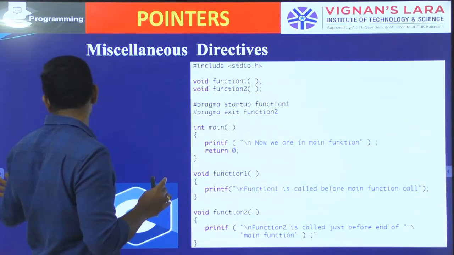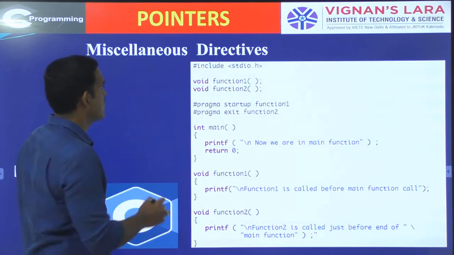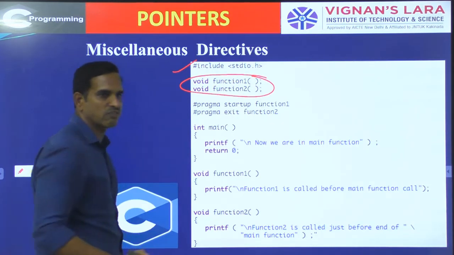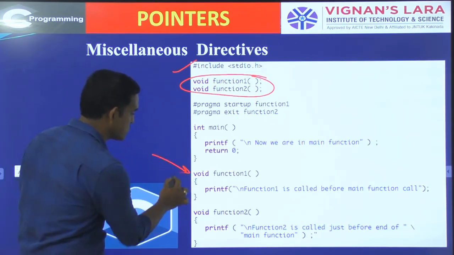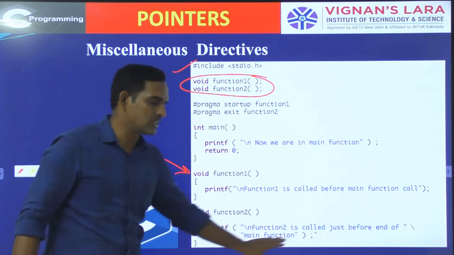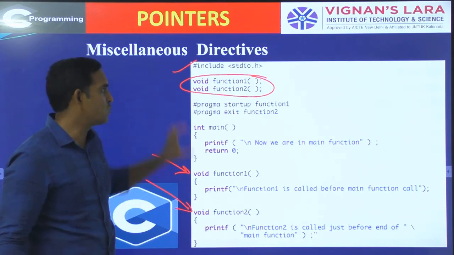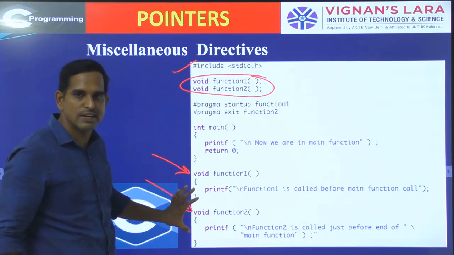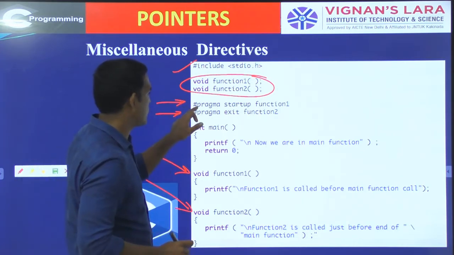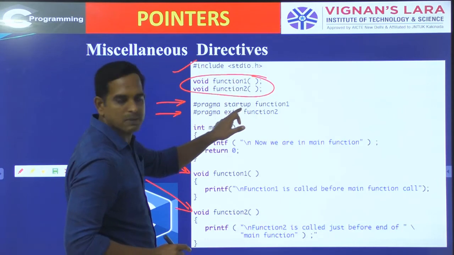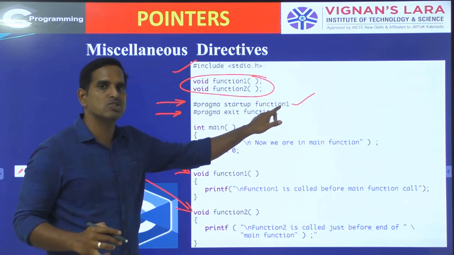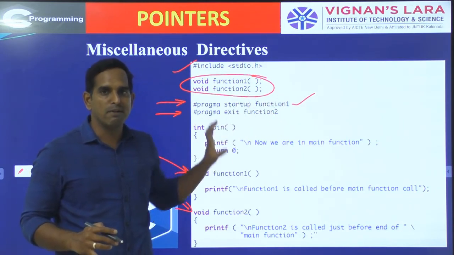So if you see, this is a program where you are having #include stdio.h, and you are declaring two functions, function 1 and function 2, and you are defining those functions here. Function 1 is called, function 2 is called. These are the declarations, these are the definitions. Here if you see, you are having a Pragma directive. What are you writing? Pragma startup function 1.